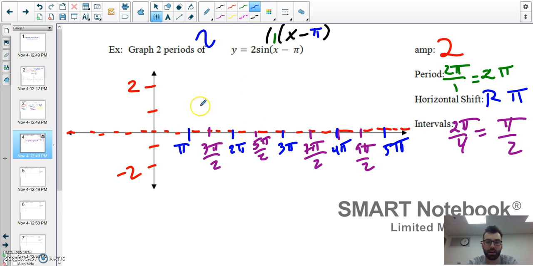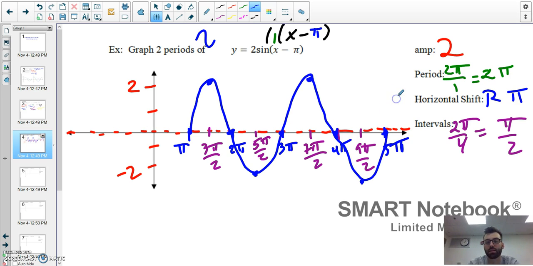We start at the midline. Go up to your maximum amplitude. Midline. Minimum amplitude. Midline. That's 1 period. So then max, midline, min, midline. There's 2 periods. Let's see if my connecting the dots is getting better.